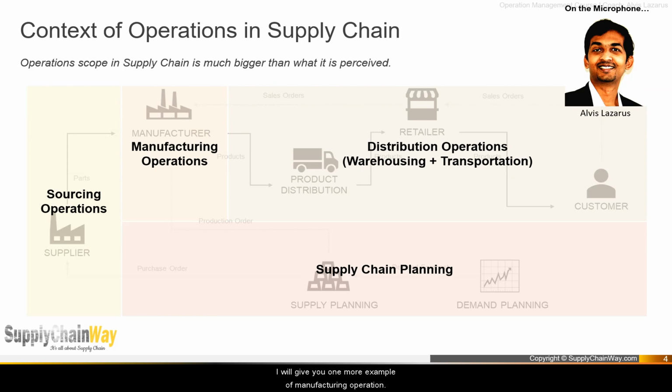In a similar way, I'll give you one more example of manufacturing operations: manufacturing of a biscuit versus manufacturing of a car. In manufacturing a biscuit, you will work on a handful of ingredients, and use processing technologies and machinery to convert those ingredients into the final product, which is a biscuit. In car manufacturing, you have thousands of parts. You will assemble them to manufacture a car. The manufacturing operations in a biscuit versus a car are completely different.